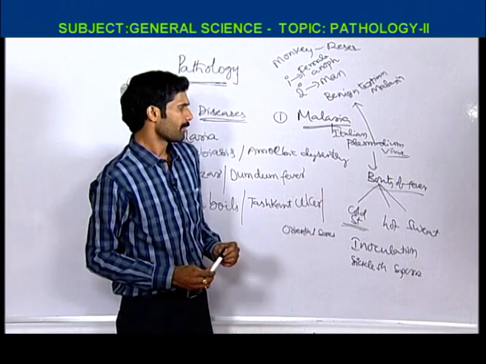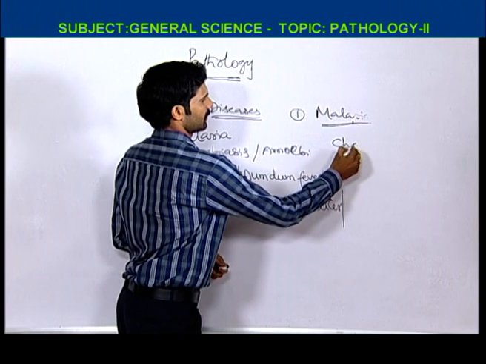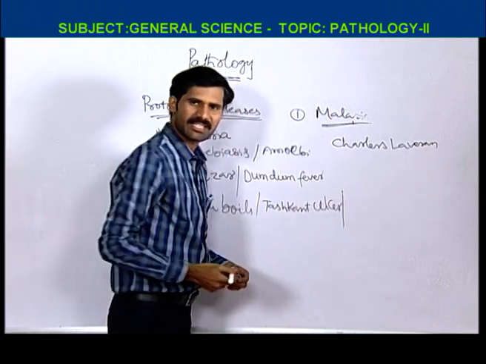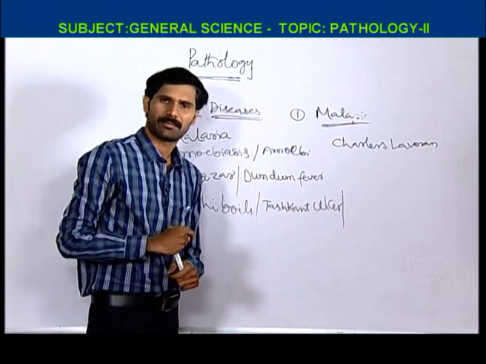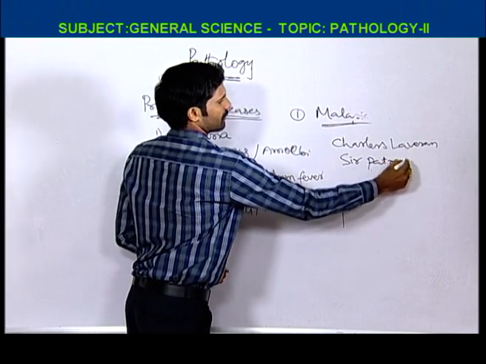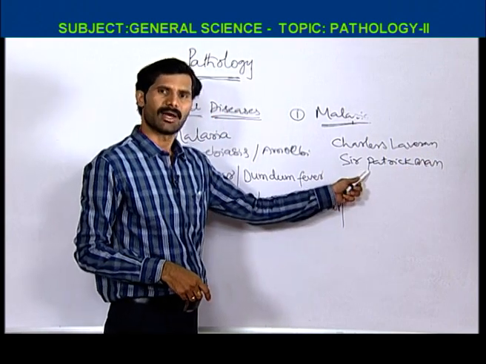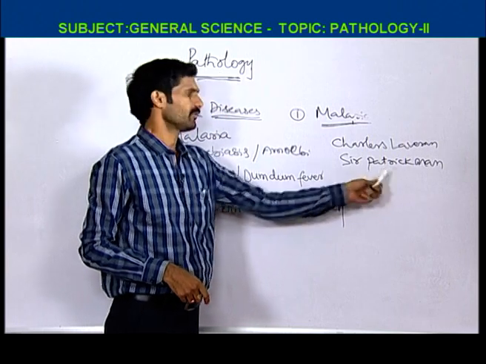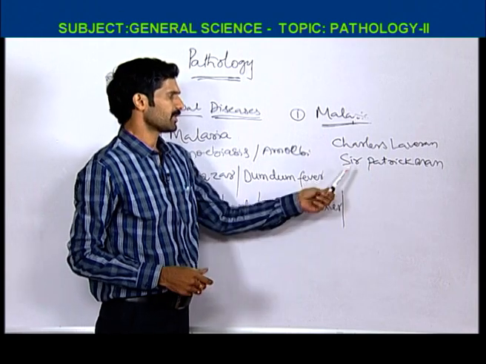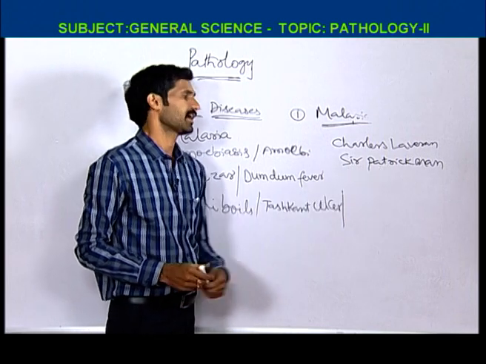For the first time, Charles discovered Plasmodium vivax in the blood of a malaria patient. And next, Sir Patrick Manson, while working on elephantiasis, suggested that malaria might be spread by mosquitoes. Very important point: malaria might be spread by mosquitoes. This statement was given by Sir Patrick Manson while working on elephantiasis or filariasis.